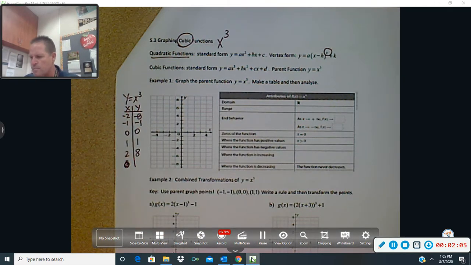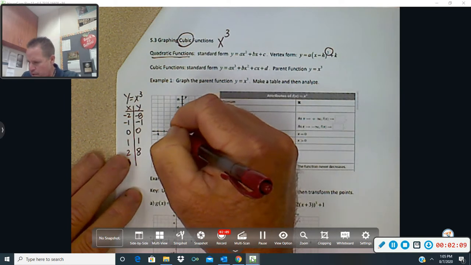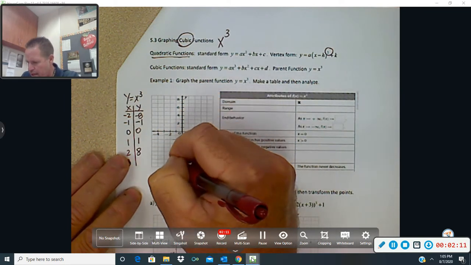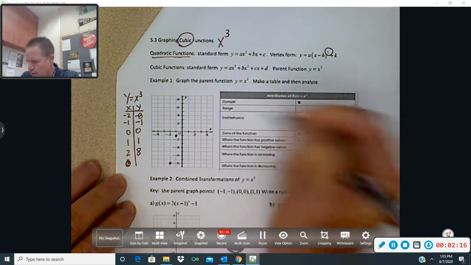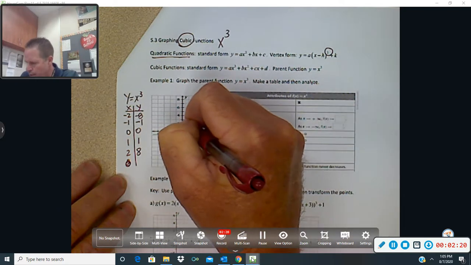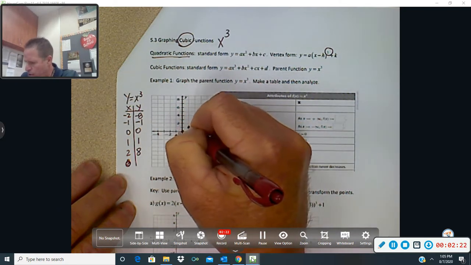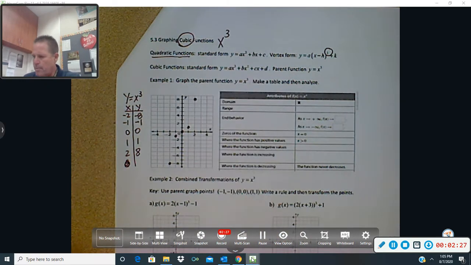Now what you want to do is plot those points, and we'll try to get a look at what this appears to be. So -2, down to -8; -1, -1; 0, 0; 1, 1; and 2, 8. There is what my parent graph looks like.